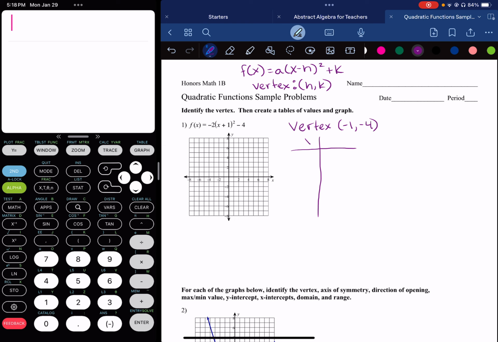Okay, x will be on the left column and y will be on the right. Now remember, the vertex lives in the center of our parabola, so we're going to put it at the center of the table. So -1 is going to go in the x column, and -4 is going to go right next to it in the right side. Once you have that, now we're going to finish the x column by stacking 5 numbers that are in a row where -1 is in the middle. Okay, so I get -3, -2, 0, and 1.